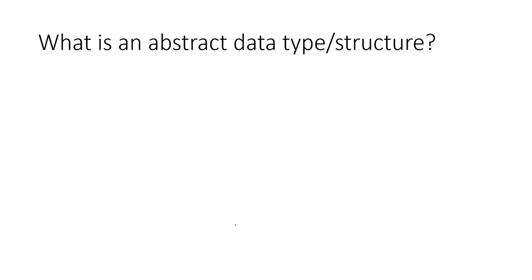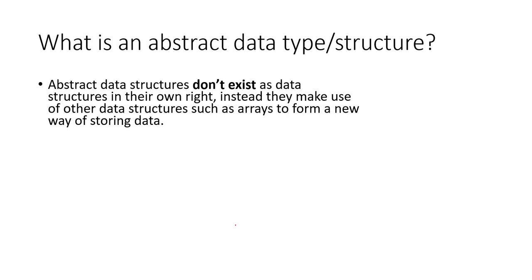So, moving on to something a bit new. What is an abstract data type / structure? Well, to start off, abstract data structures don't exist. Okay, they don't exist in their own right. So they make use of other data structures, such as arrays, which is why we just looked a moment ago and reminded ourselves of what arrays are. And they use this other data structure to come up with a new way of storing data.